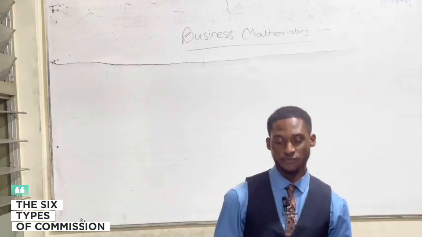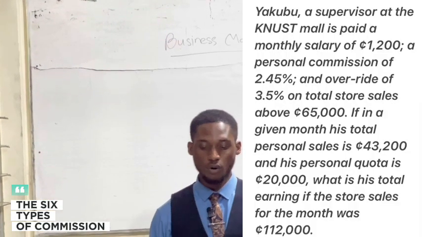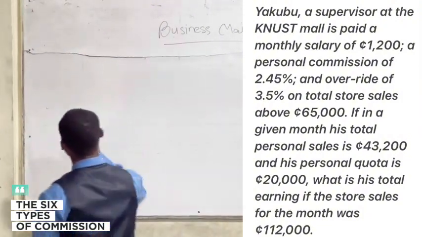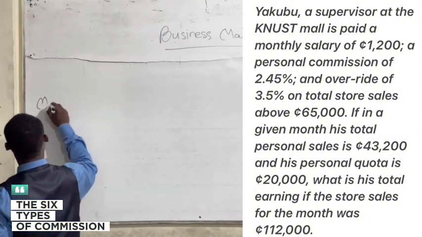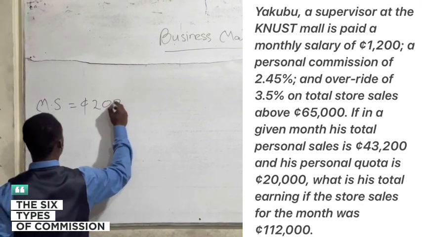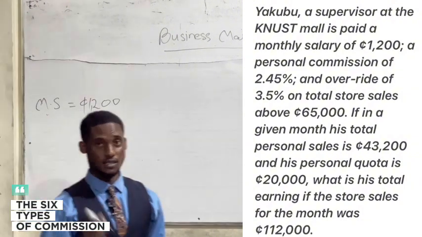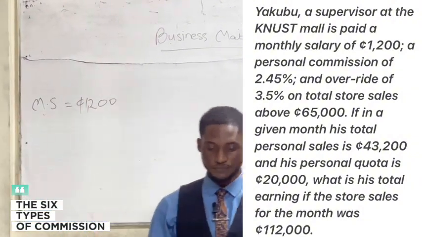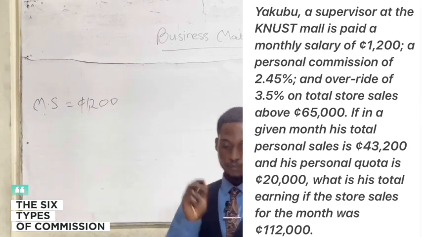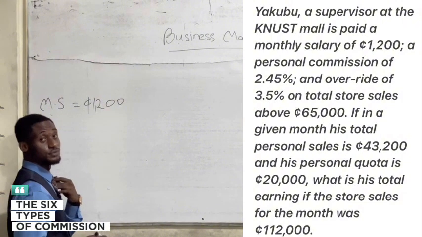So for example, Yakubu, a supervisor at the KNUST Mall, is paid a monthly salary of 1,200. So monthly salary is represented by MS. 1,200 cedis, that's Yakubu's monthly salary. A personal commission of 2.5%. So that's the personal commission rate.